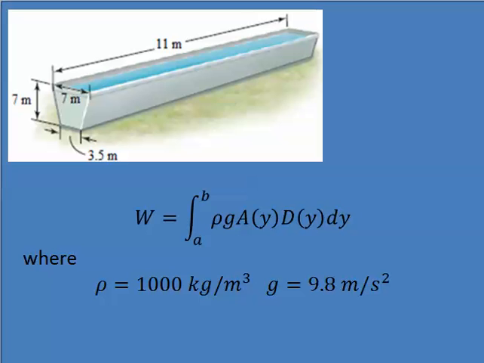There's a number of things we're going to need in order to find how much work is required to pump the water to the level surface. One thing we need is the density of water, which is 1,000 kilograms per cubic meter. We also need to know the force of gravity that we're going to be acting against, 9.8 meters per second squared.